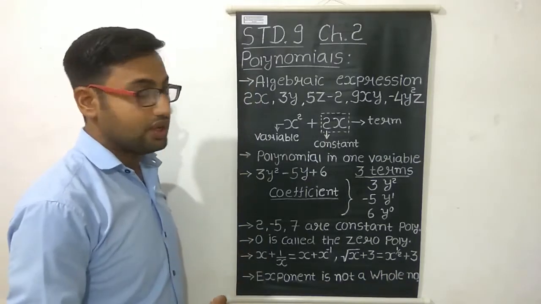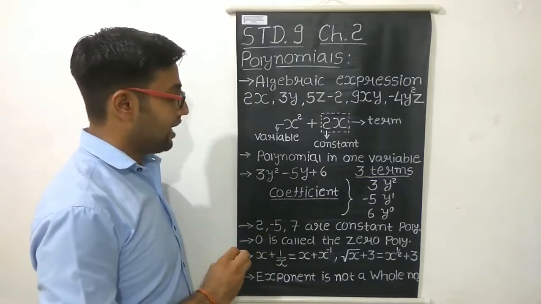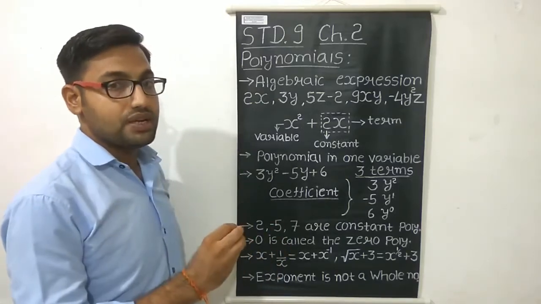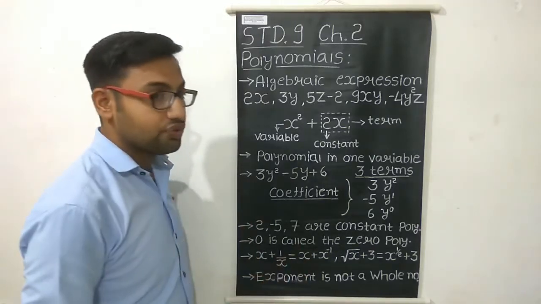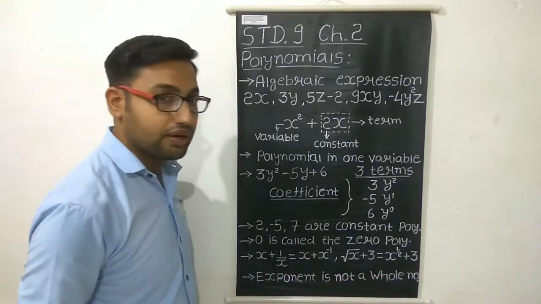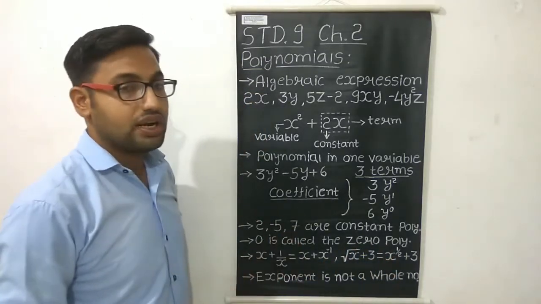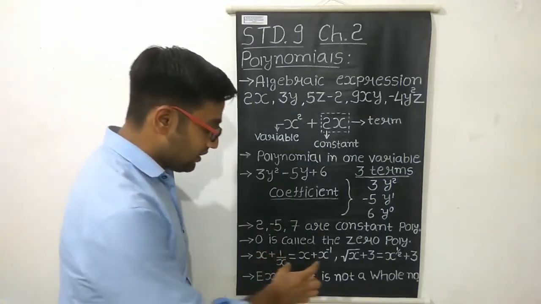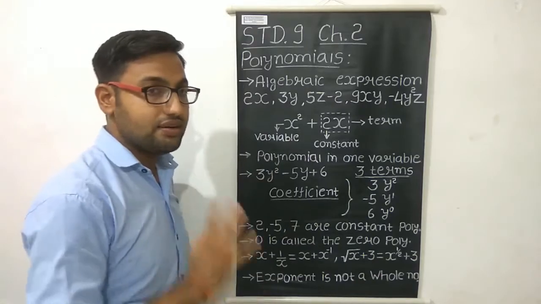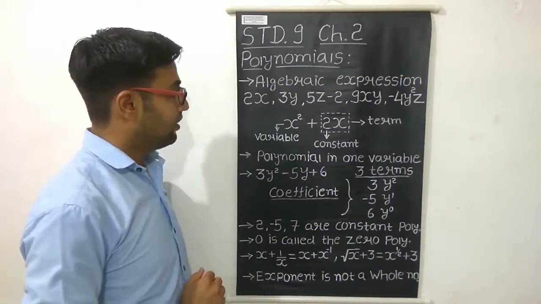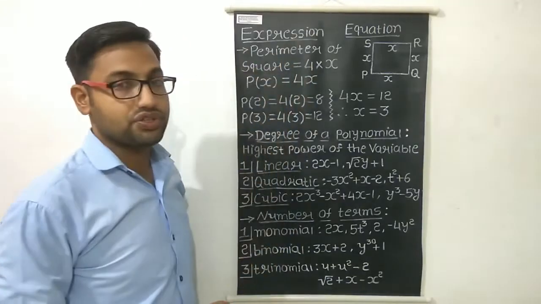This is the condition. If there is a polynomial, then the exponent must be a whole number, right? Here the exponent is x raised to minus 1. Minus 1 is not a whole number. Again, x raised to 1 by 2 has an exponent of 1 by 2, which is again not a whole number. That is why this kind of algebraic expressions are not considered as polynomials. Okay? Okay. So now you know what an expression is.